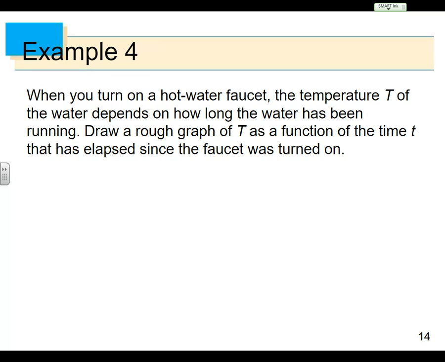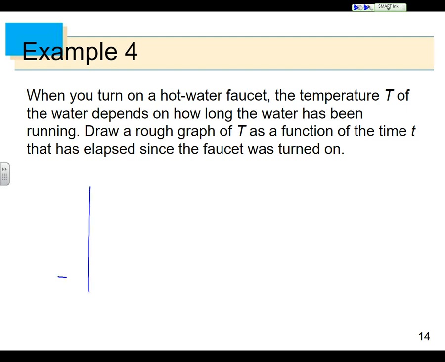So I want to go to the verbal model. I want to look at it. Okay, I turn on a hot water faucet, and the temperature of it depends on how long the water's been running. Now let's just say you don't have one of those infinite hot water heaters on this, okay? I'm going to draw a rough graph of T as a function of time, little t, that has elapsed since the water was turned on.